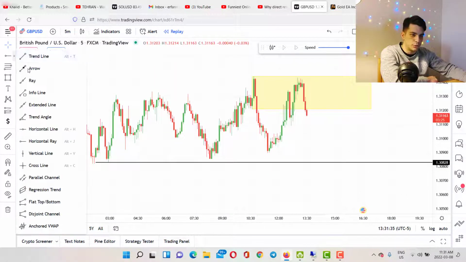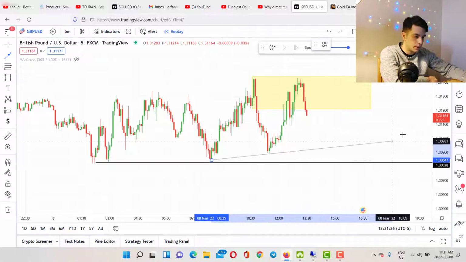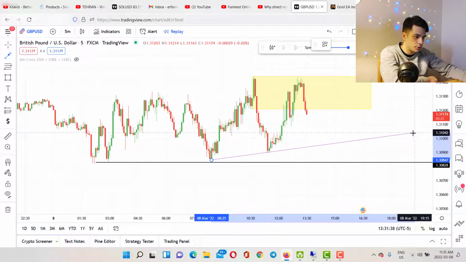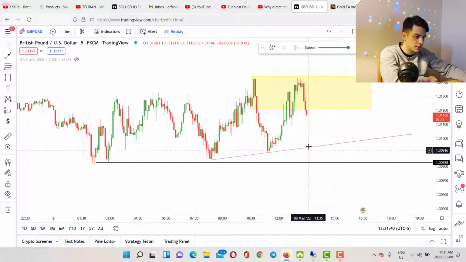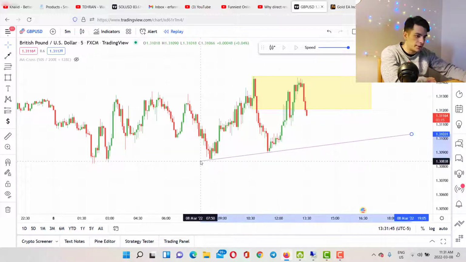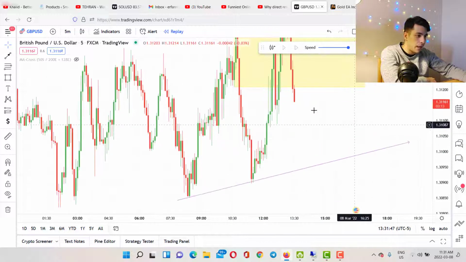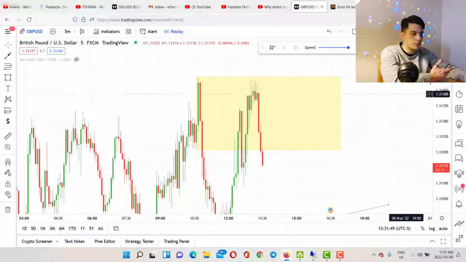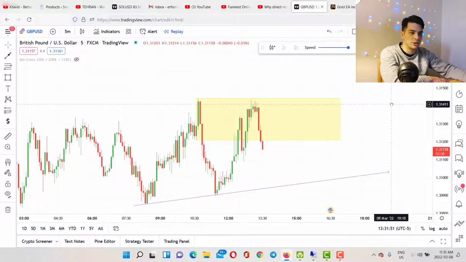Or if you want to use trend lines, we have a trend line from here to here, so it's probably trying to reach this level. But I'm not trading anymore, guys, for this one. I'm just saying that this is what might happen. And yeah, that was a really good one for GBPUSD and NAS100 and Gold.